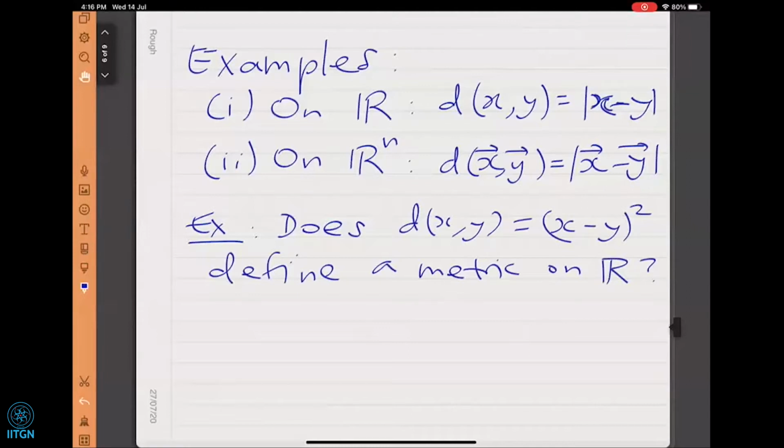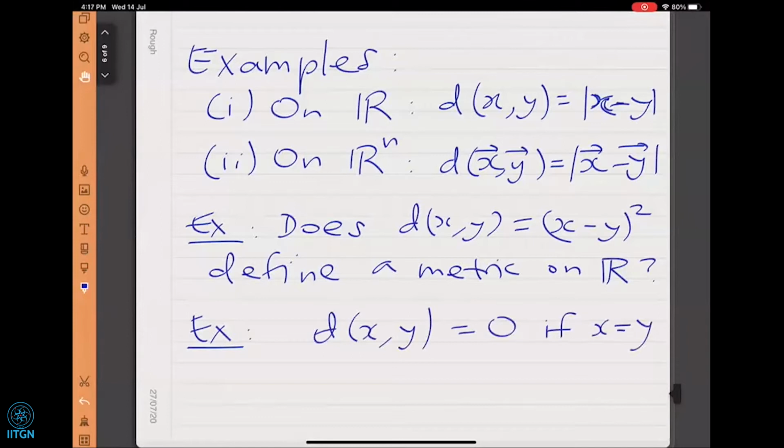Now, these were just examples of metrics. There are also weird metrics. So let me give you another example of a weird metric. This can be defined on any space. d of x and y is equal to 0 if x equals y. This obviously we have to say because it's part of the axioms. But we'll say that d of x and y is 1 if x is not equal to y. So this is a very cool kind of metric. It just says that between any pair of objects, the distance is 1, unless they are the same object, then the distance is 0. This is actually a metric, can be defined on any space.